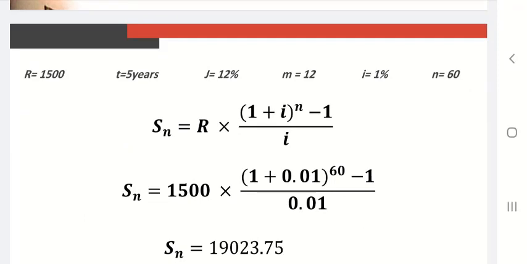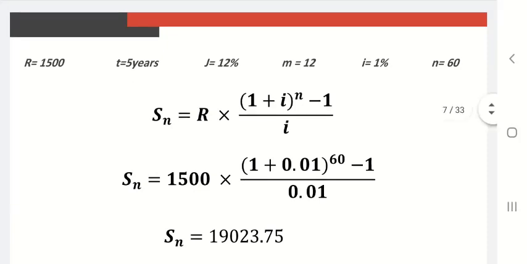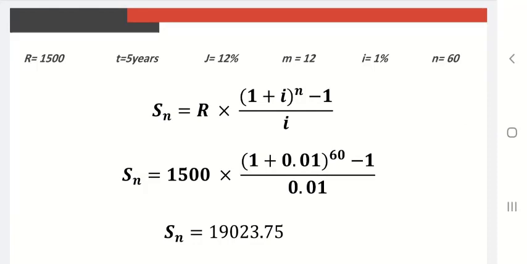By substituting for R equal 1,500, T equal 5 years, J equal 12%, M equal 12, I equal 1%, and N will be equal 60. In the formula, S sub N equal R times 1 plus I to power N minus 1 over I. S sub N will be equal 19,023.75.